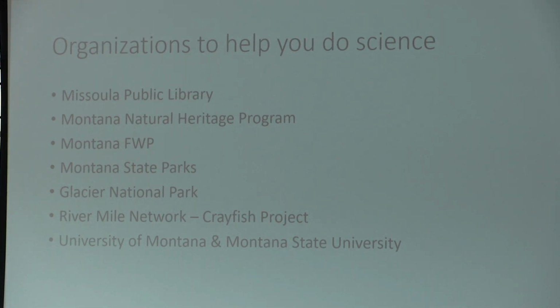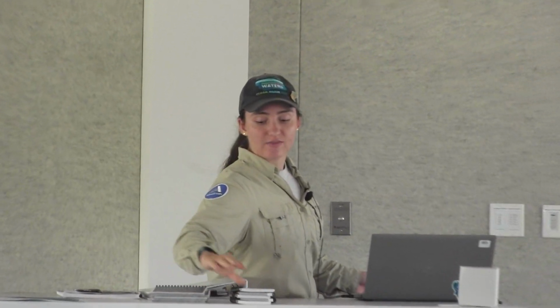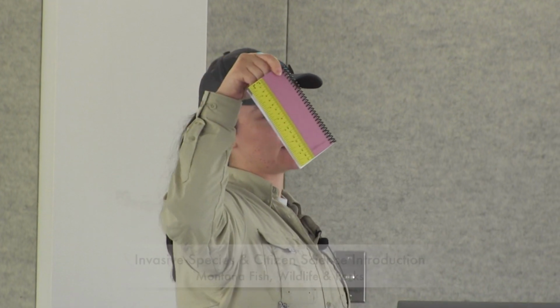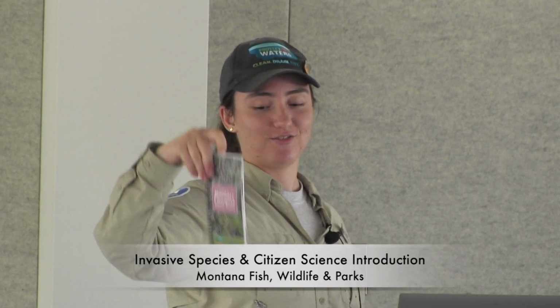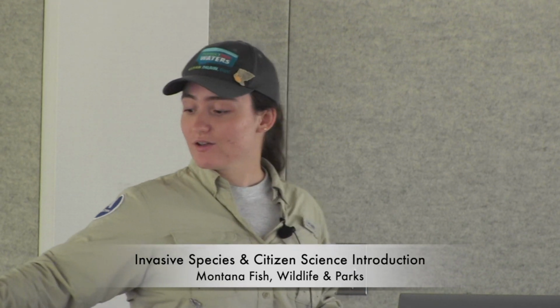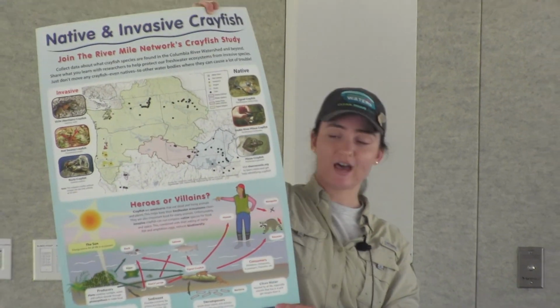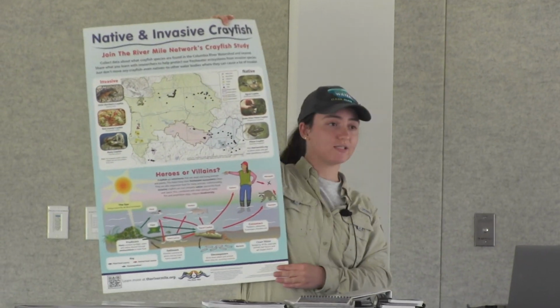This is all I have for you guys. Ask me questions. Come get your field guides. We have invasive species up here, and then freshwater aquatic plants. And the freshwater aquatic plants have a little scale on the back, so that'll be helpful. I also have crayfish posters that show the collection that we've had from the River Mile data.